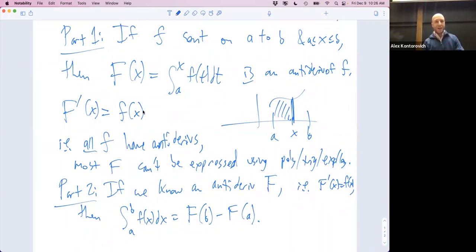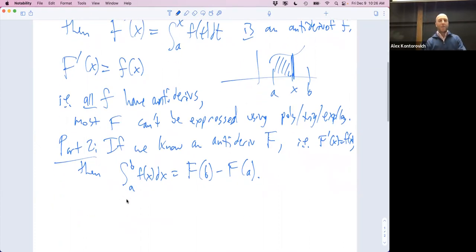The fact that the integral from a to x is an antiderivative means that if we know any other antiderivative, the two differ by a constant, and when you subtract, the constants cancel out. My preferred way of writing this is to say that if you integrate the derivative of a function over an interval, it's the same as the integral over the boundary of the interval of the function.